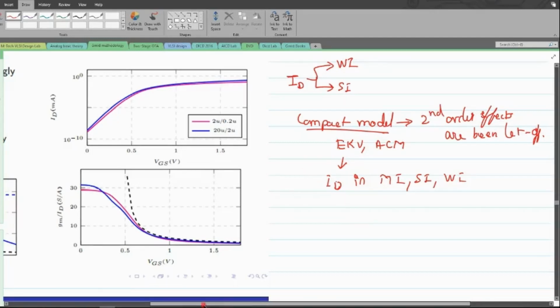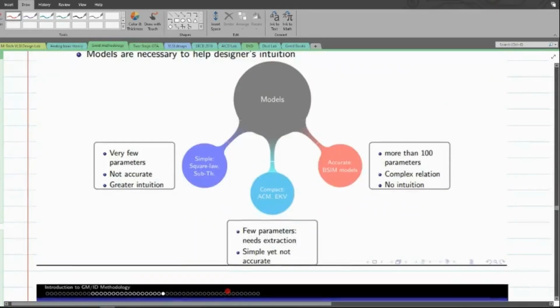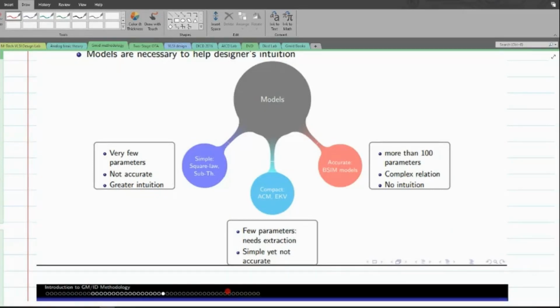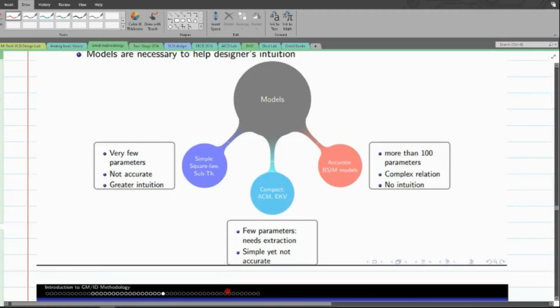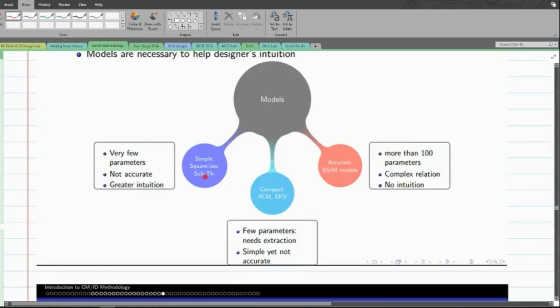Okay, so let me summarize whatever I've said right now. We want a very simple model. This simple model will help us to analyze the trend. This means we want this model to show us some direction in order to achieve a particular spec. We want this model to be simple, but the simple models like the square law and the subthreshold current model actually fail to predict the actual current that flows inside the transistor. So people end up creating compact models like EKV and ACM.